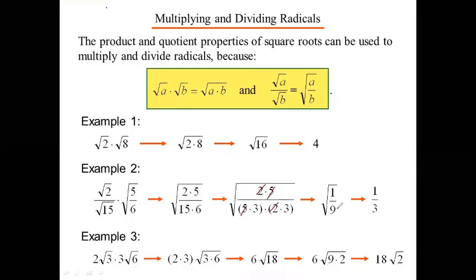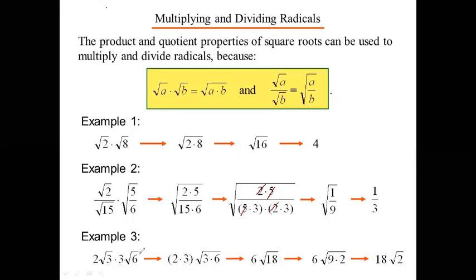And in the denominator, 3 times 3 will be 9. It will be the square root of 1 over 9. The square root of 1 will be 1, and the square root of 9 will be 3.